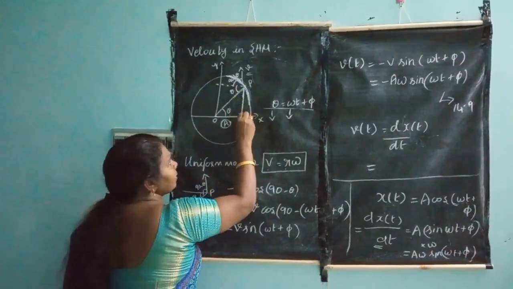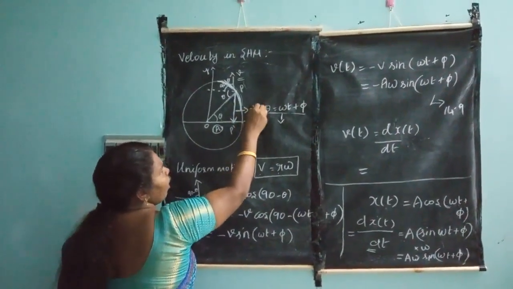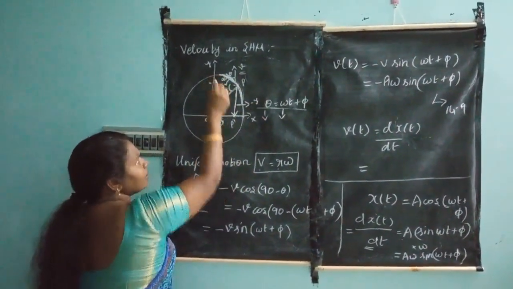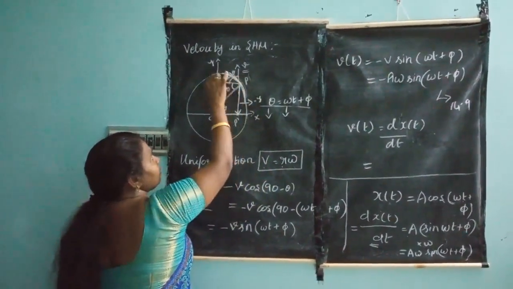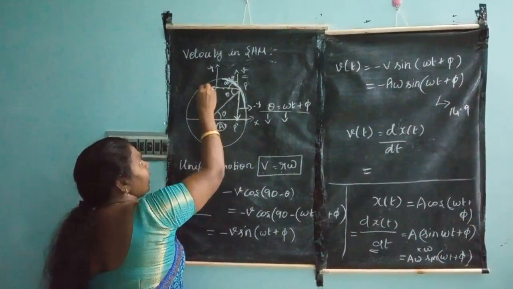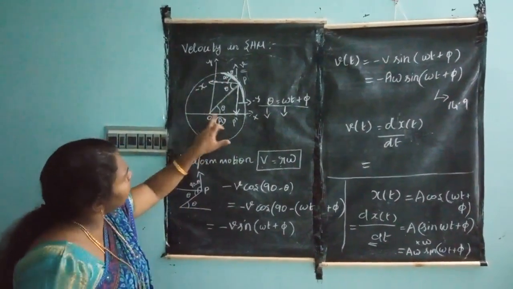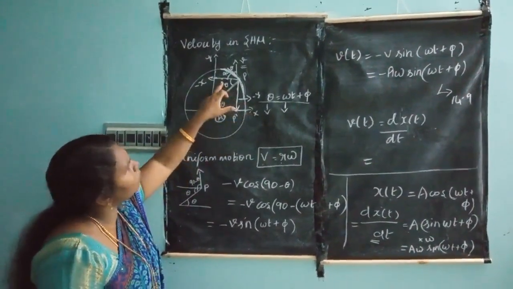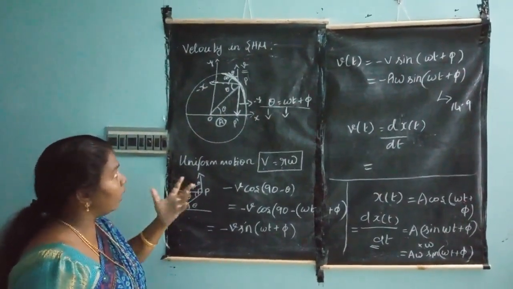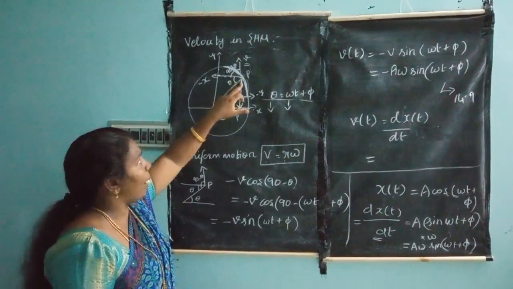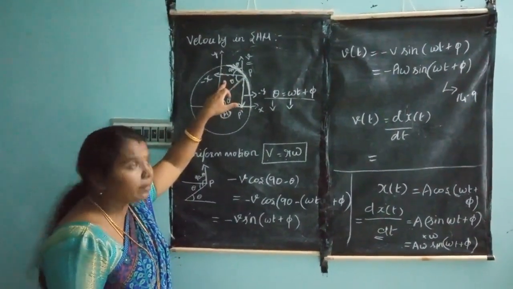So what is this? This is the negative y direction. Did you get it? This is the positive y-axis, therefore this is the negative y-axis. And this is the negative x-axis, because this is the positive x-axis. So what I am telling here is that the velocity of the particle is moving along the negative x direction.